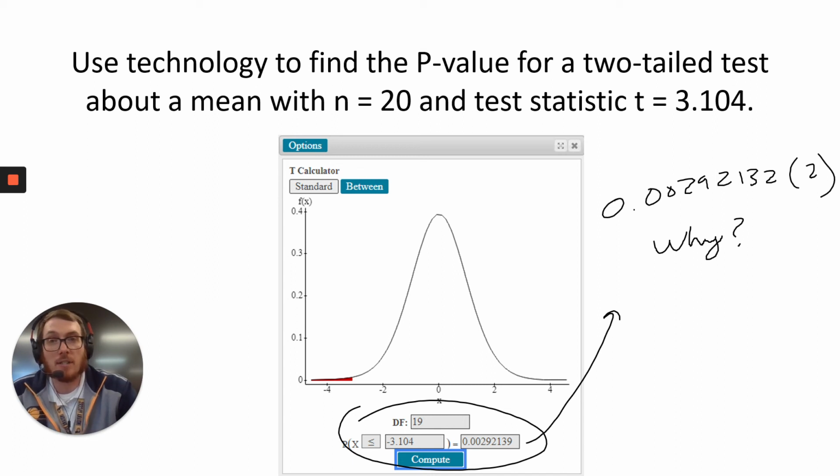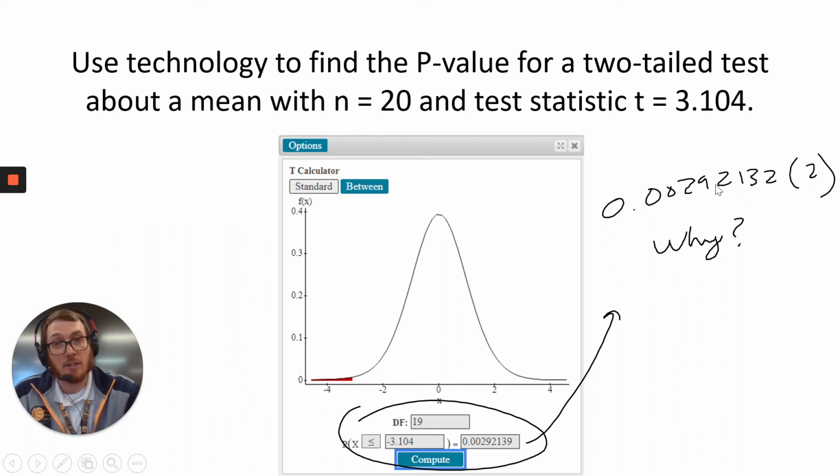So I'm going to find degrees of freedom, and then I do my test statistic. Notice that I could have done greater than 3.104. I chose to do less than negative 3.104 because I know it's a two-sided test. So I can choose either one as long as I do area to the left of the less than or area to the right of the greater than. I get this answer 0.0029, but then I have to double it because it's a two-sided test.